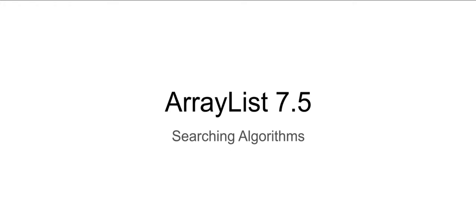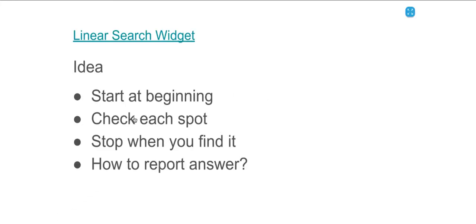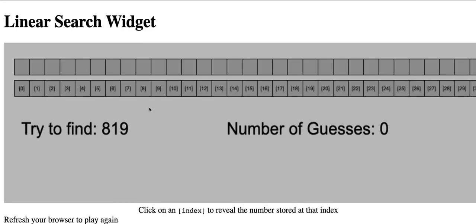Alright, so in this video I'm going to go through some ways to search through an array or an array list. The first thing we're going to talk about is something called linear search. The idea is that you start at the beginning and you check each spot until you find what you're looking for. So let me go ahead and open up this little search widget here.